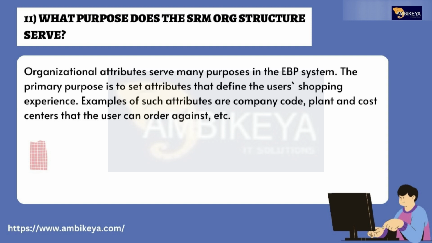Question number 11. What purpose does the SRM org structure serve? Organizational attributes serve many purposes in the EBP system. The primary purpose is to set attributes that define the user's shopping experience. Examples of such attributes are company code, plant and cost centers that the user can order against, etc.